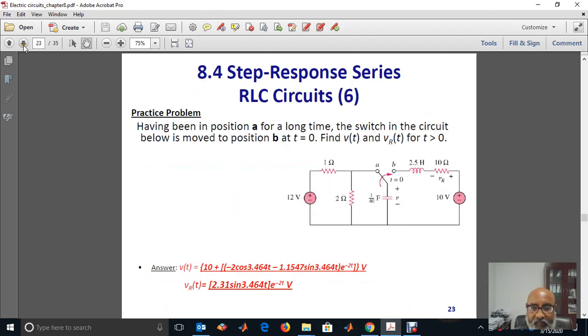This is an exercise practice problem. For t less than 0, the switch was in A, and then at t equal to 0, it is going from A to B, and we have a series RLC circuit, and we need to find the voltage V of t using the initial condition V at 0 and the derivative of V at 0.